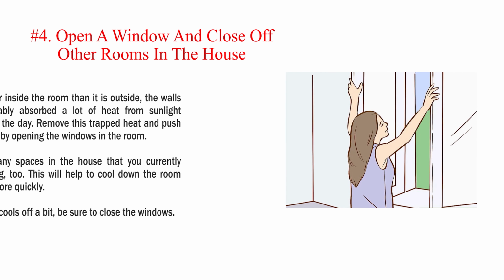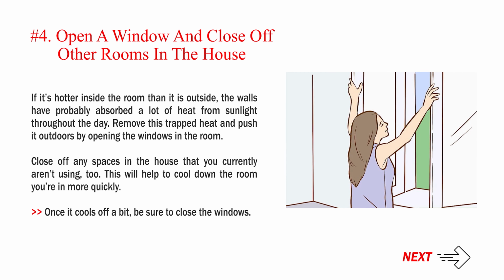Number 4. Open a window and close off other rooms in the house. If it's hotter inside the room than it is outside, the walls have probably absorbed a lot of heat from sunlight throughout the day. Remove this trapped heat and push it outdoors by opening the windows in the room. Close off any spaces in the house that you currently aren't using, too. This will help to cool down the room you're in more quickly. Once it cools off a bit, be sure to close the windows.